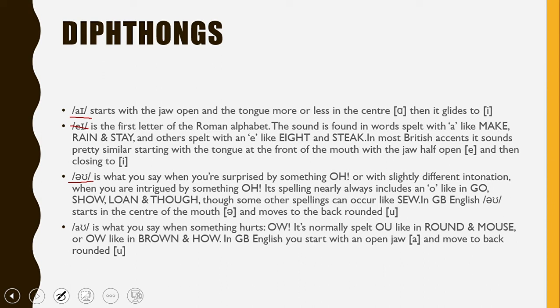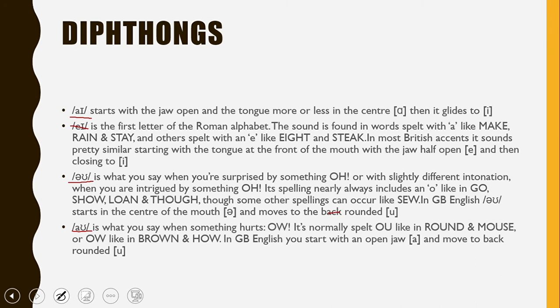Next is ow. You say ow when something hurts. There are so many examples like round, mouse, brown, and how. What happens when you say the ow sound? Your jaw is open and it moves to the back. It gets rounded when you glide toward the oo sound.